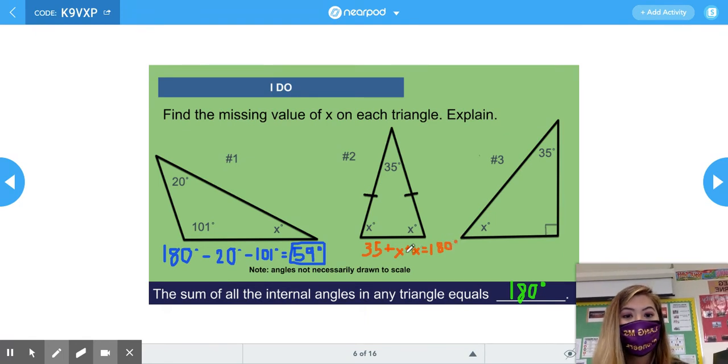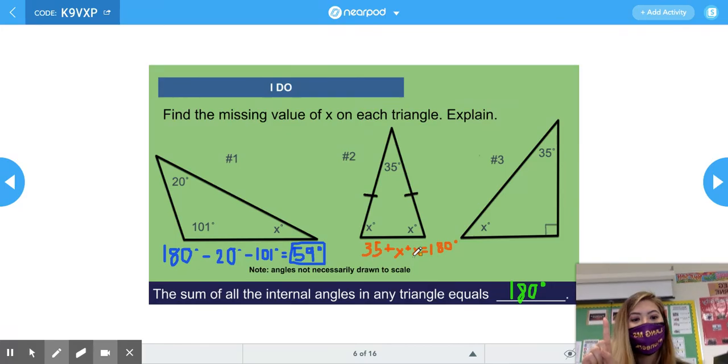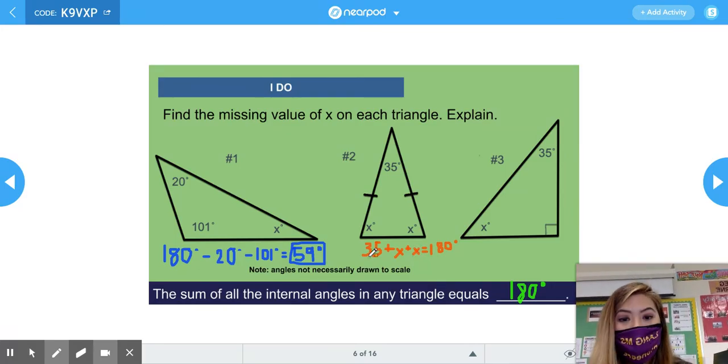Now we have to combine the like terms. X plus x, one x plus another x is equal to two x's. So now we have 35 plus 2x is equal to 180. And now we have a two-step equation. So first we have to move the 35 to the other side. To move the 35 to the other side, we need to subtract 35.